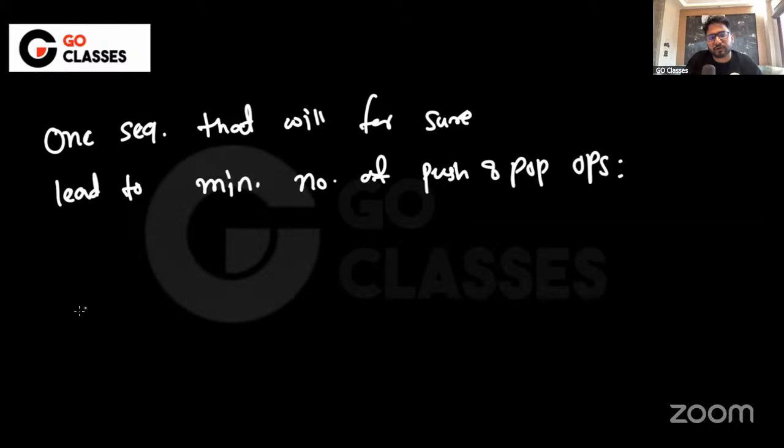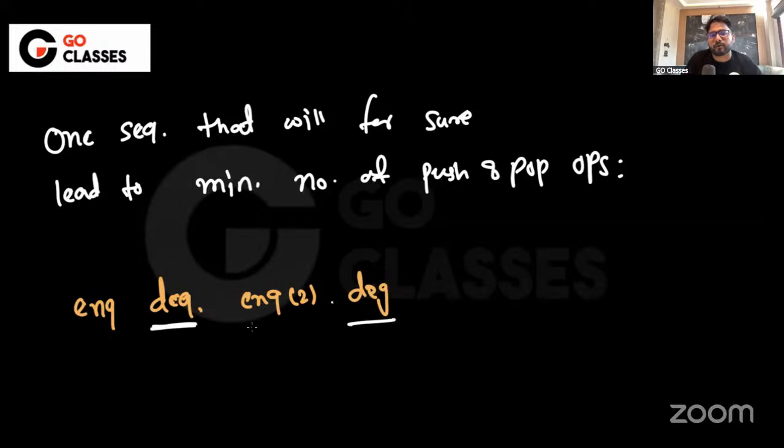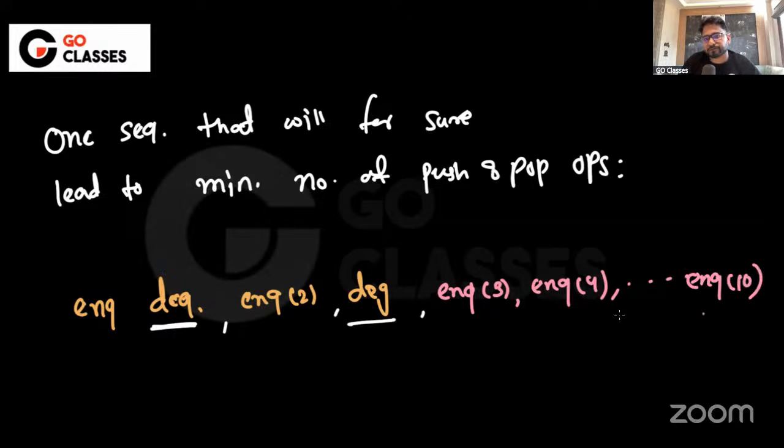Okay. NQ, and let's suppose there are 10 NQ and just 2 DQ. If there are 2 DQ, then you DQ immediately. Then NQ2 and then DQ immediately. And then, since you just want 2 DQ, you can have any number of NQ in the future. For example, NQ3, NQ4, up to NQ10. Understood?